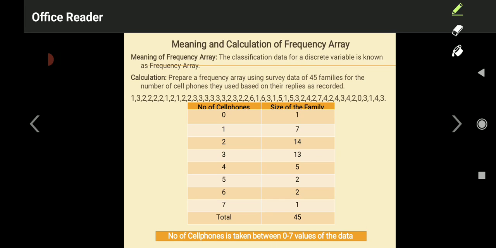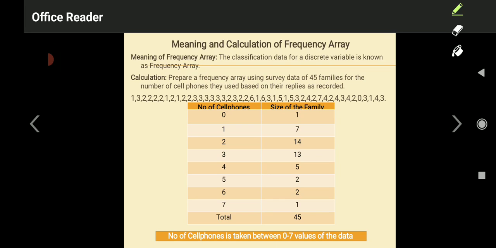I have taken one example here, that is, preparing a frequency array using survey data of 45 families for the number of cell phones they use, based on their replies as recorded. If we are making a survey on cell phones used by families in a particular community, and we have taken 45 families as our survey, we have to understand what number of families are using what number of cell phones.